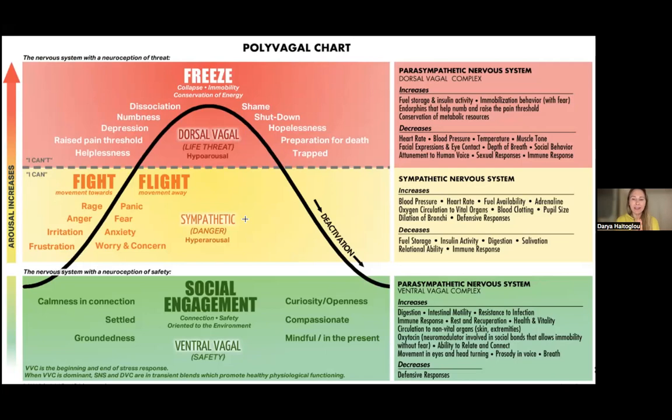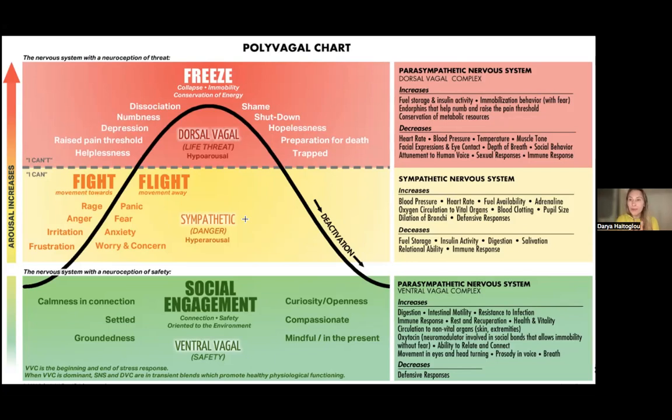It's a rest and digest zone, where we see a lot of intestinal ability to digest. There is a lot of resistance to infection. The gut is very active. There's a lot of strong immune response. There's a lot of recuperation and resting, rejuvenation of cells, circulation to non-vital organs happens, especially to the skin. The skin is an important organ to eliminate toxins.